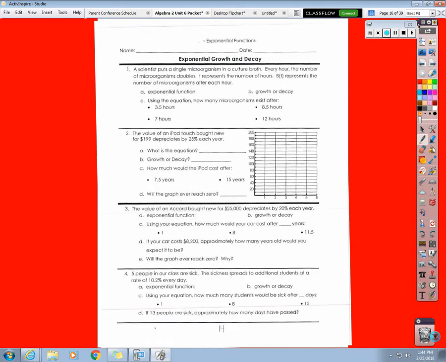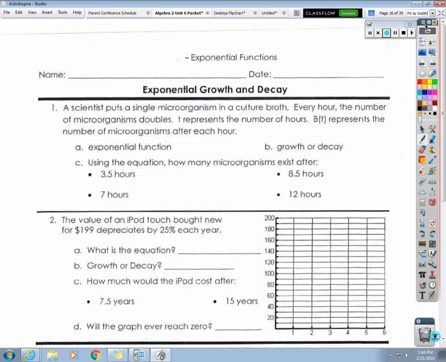Alright, page 14. A scientist puts a single microorganism in a cultured broth. Every hour, the number of microorganisms doubles. t represents the number of hours. B of t represents the number of microorganisms after each hour. Is this a growth or a decay? Why? What word let you know that it doubles? So it's a growth.